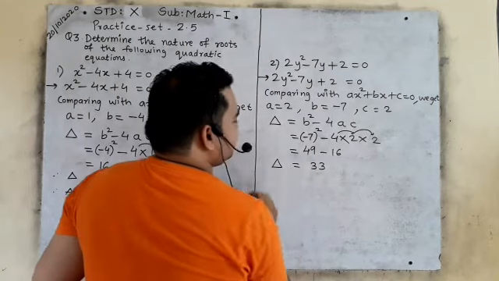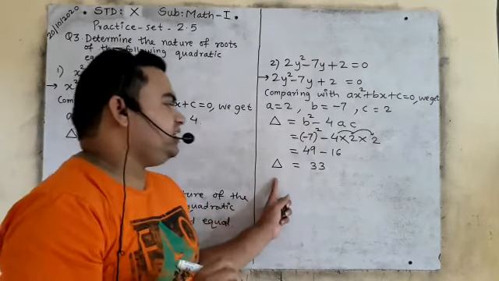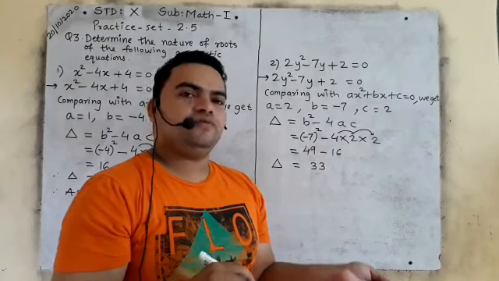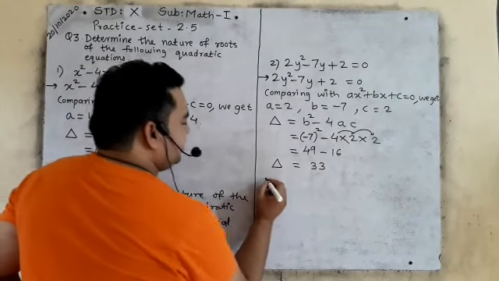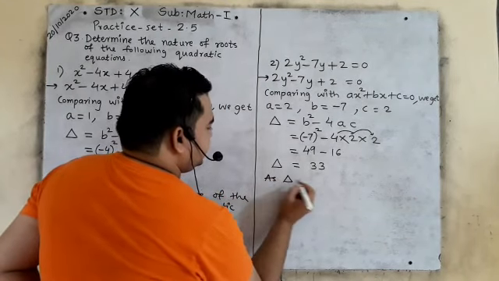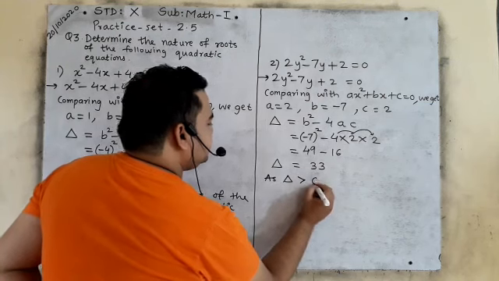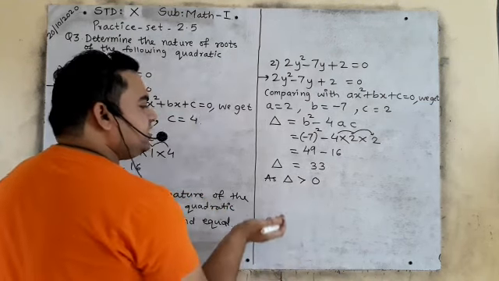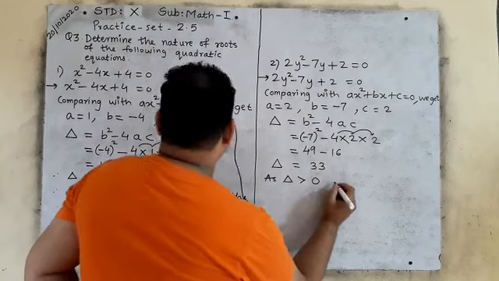So delta is equals to how much? 33. So delta value is more than 0. Okay, as you can write over there as delta is greater than 0. Delta की value 0 से ज़्यादा है. Delta is greater than 0.